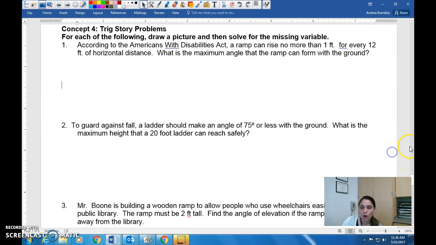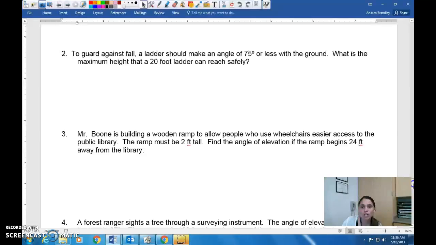To guard against fall, a ladder should make an angle of 75 degrees or less with the ground. What is the maximum height that a 20-foot ladder can reach safely? So I have a ladder here, leaned up against a wall, and it says that this angle the ladder makes with the ground should be at least 75 degrees. So I'm going to go ahead and call that 75 degrees. And it wants to know what the maximum height is, so this would be my height over here, that a 20-foot ladder can reach safely. So my ladder is 20 feet long.